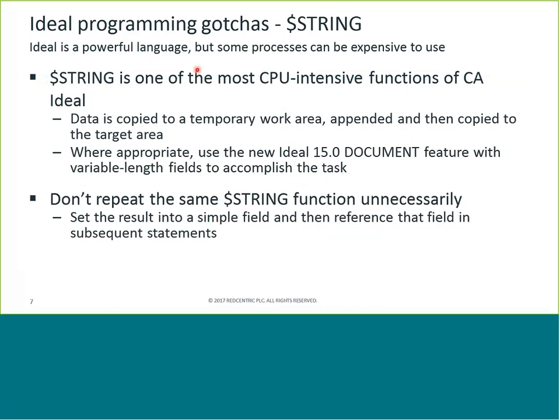Now, a major new feature and major new enhancements in ideal release 15 is the document feature. If you're doing a lot of things with string, particularly if you're doing it to build up XML documents or HTML pages or other large strings like that, it's much more efficient to use the new ideal document feature in release 15. So do have a look at that. But if you are doing $string, then again, don't repeat the same function unnecessarily. So set the result into a simple field and then reference that instead.